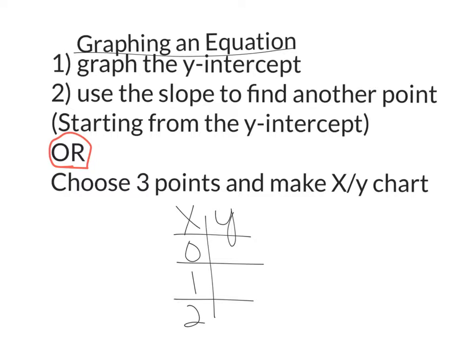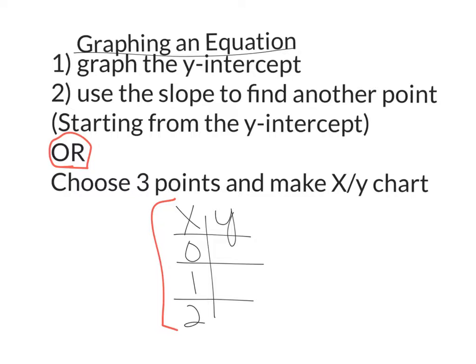These should be linear equations for you guys right now. They should be making straight lines. So this is kind of a little bit safer approach, I would say, because that gives you 3 points, and then with 3 points you know if the points are lining up or not. If they're not lining up, you made a mistake, then you need to go back and rework that process.